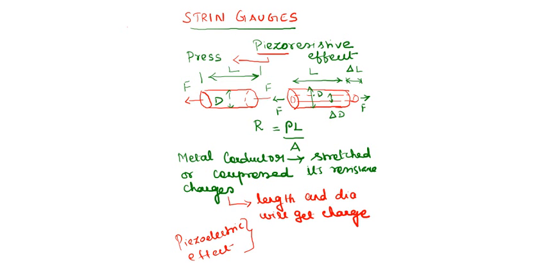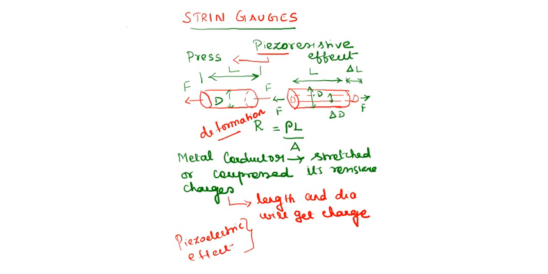What does that mean? The piezo-resistive effect means when a metal conductor is stretched or compressed, its resistance changes. Just look at the diagram here. I have given a metal conductor, and F indicates force. When a force is applied to this metal conductor, there will be a deformation. What is the meaning of deformation? That means there is a change in length as well as a change in diameter.